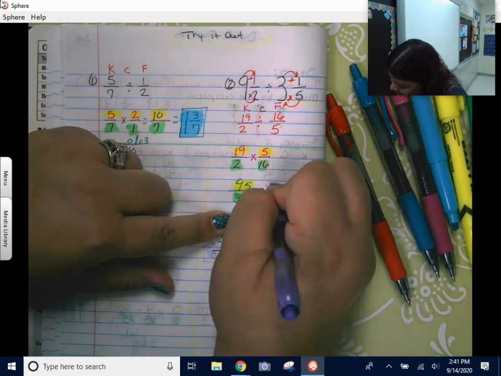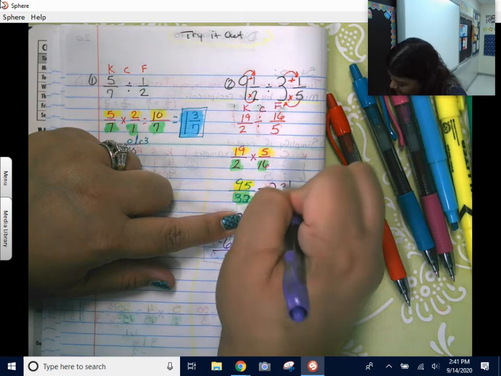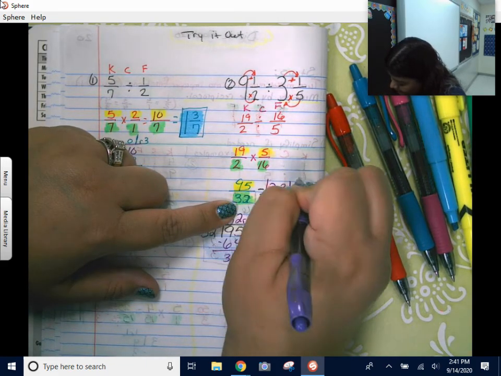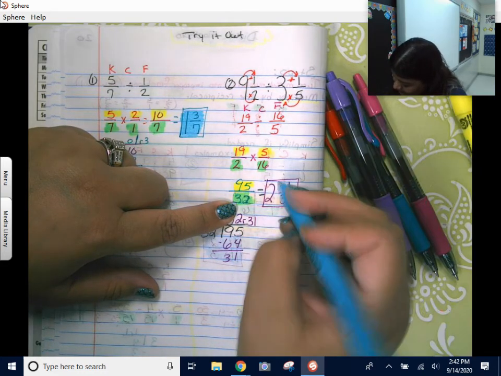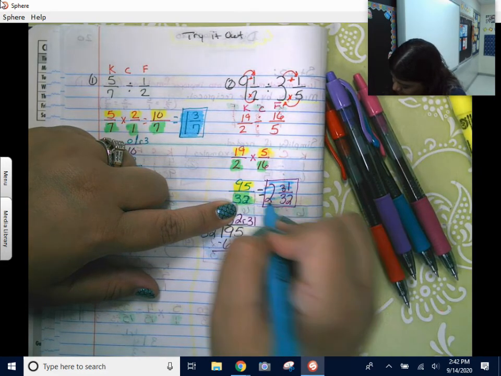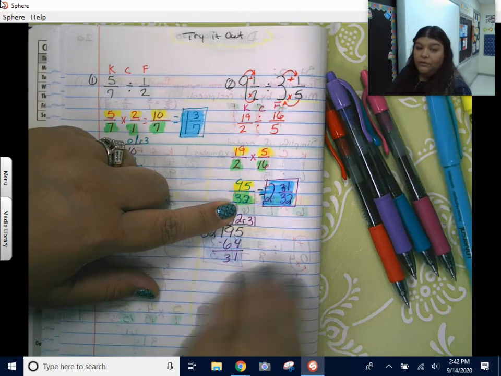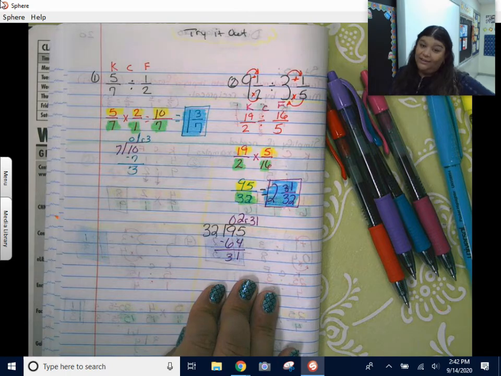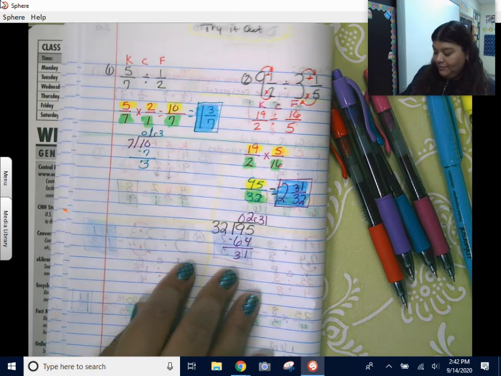So whole number was a 2. Remainder is a 31. Denominator, 32. And that's what your answer should have been. 2 and 31 over 32. Okay? You got that right. Good job. Okay? Very good job. All right.